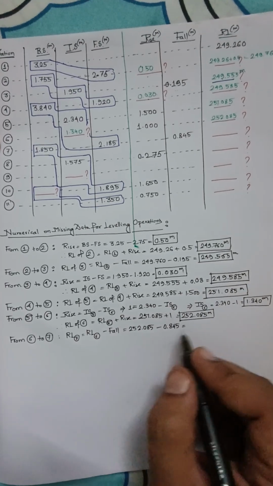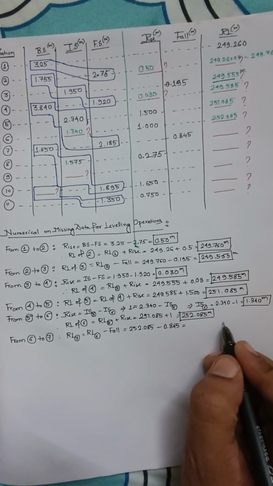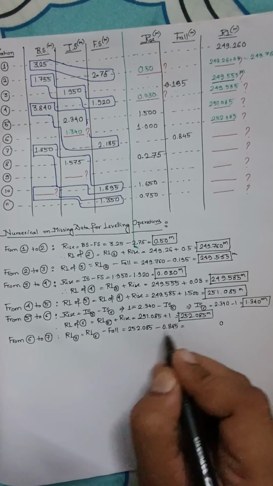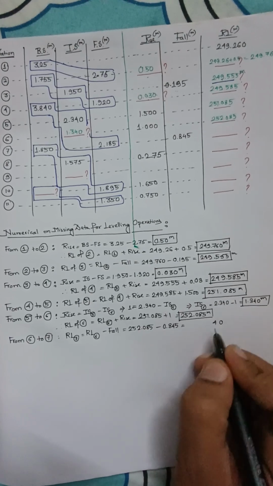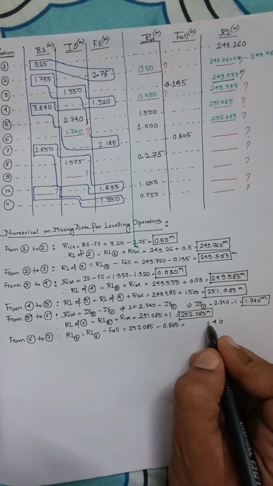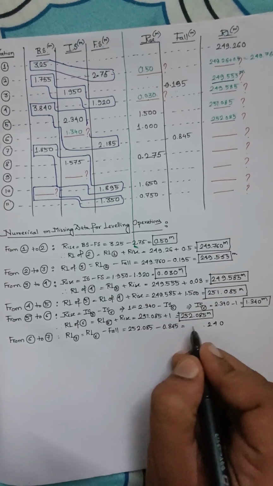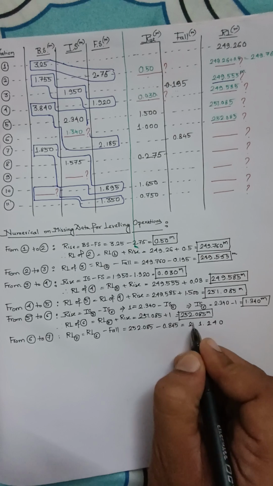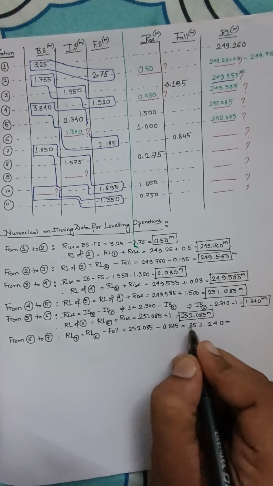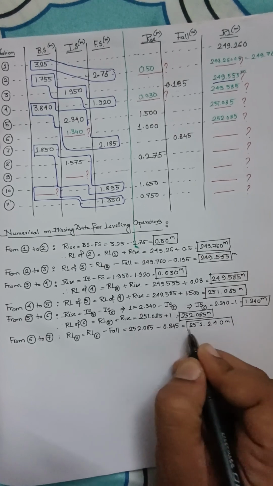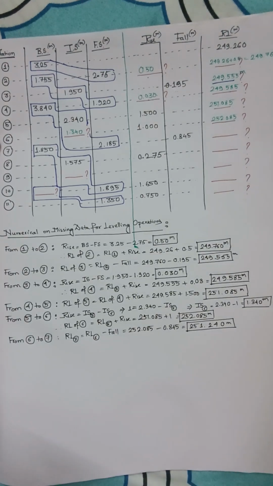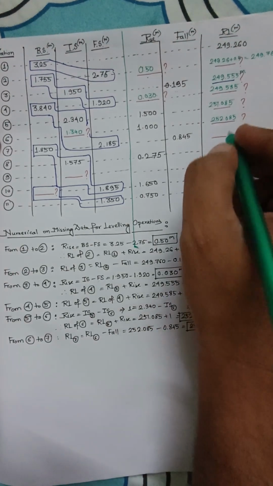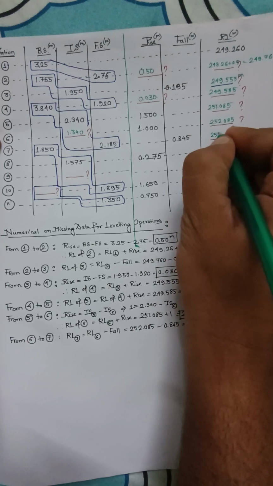How much? It's 0, 4 and 8 will be 4, 8 and 0 will be 2. This becomes 1. 251.240 meter. Correct me if I'm wrong, because I'm not using a calculator.